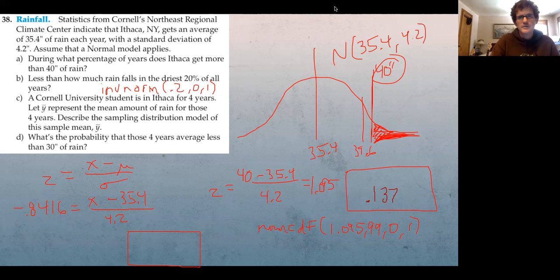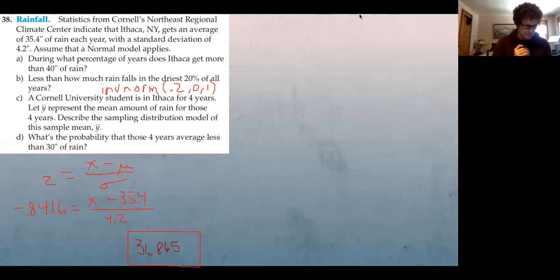You can plug that number in when you find it. Okay, very good. We've got 31.865 inches is what we solved for. Notice how that's lower than the mean. Of course, that's what we'd expect if it's the driest 20% of all years. The cutoff point is about 32 inches to say if it's that or lower, that's going to be considered one of the drier years. But on average, we're getting 35.4 inches of rain.